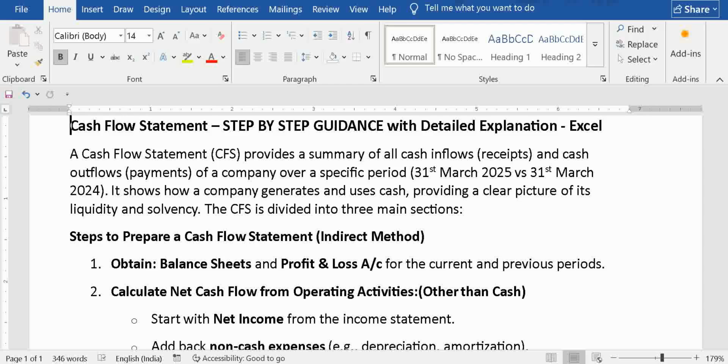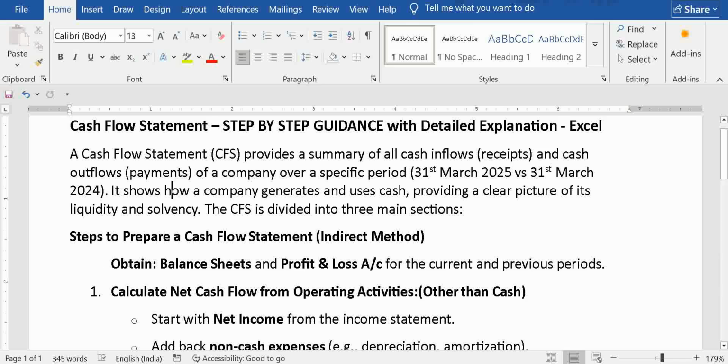This video is about how to prepare cash flow statement in Excel with a detailed explanation. First, we have to understand what is cash flow statement. It provides summary of all cash inflows, receipts, and cash outflows, payments of a company over a specific period. If you are taking 12 months, you have to compare with 12 months. If you are taking quarter, then we have to take only quarter. It shows how a company generates and uses cash, providing a clear picture of its liquidity and solvency.